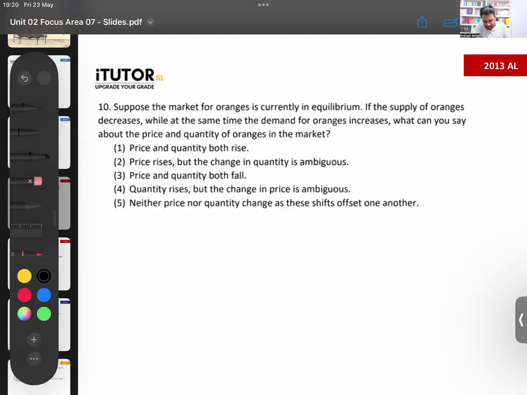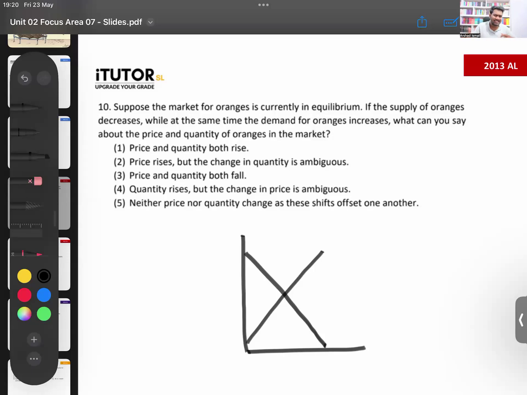Now, in this question, have they told you that demand and supply are changing by the same proportion, or that something is changing by a greater proportion? Have they told you anything like that? They are saying demand is increasing and supply is decreasing. Have they told you demand is increasing more than supply is decreasing? They have not talked about the proportion.